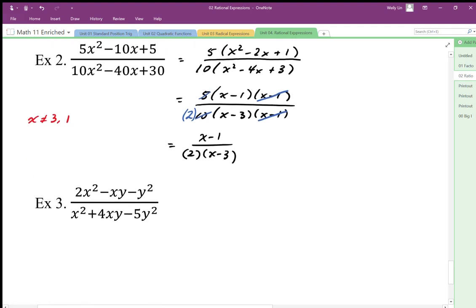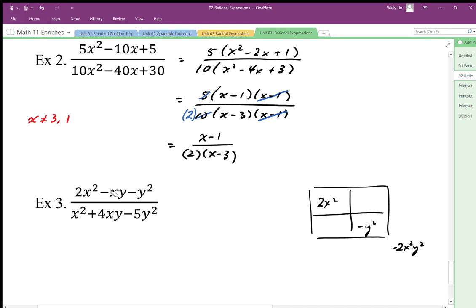So here's the same thing. Now we're dealing with a leading coefficient. Okay, so if you're good at factoring, you may not need to use a grid, but I'm going to use a grid here. So I need to know how to split up that middle negative xy. So I have 2x squared, negative y squared. My cross diagonal product is negative x squared, y squared. Okay, it needs to add to negative 1 multiplied to negative 2. Well, that's going to be negative 2xy, positive 1xy.